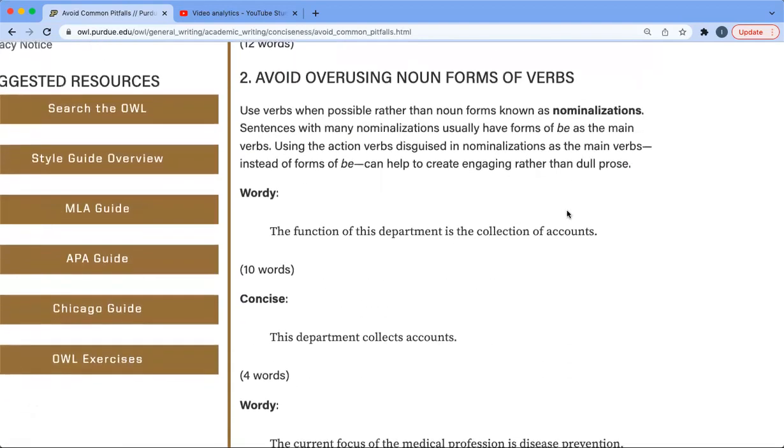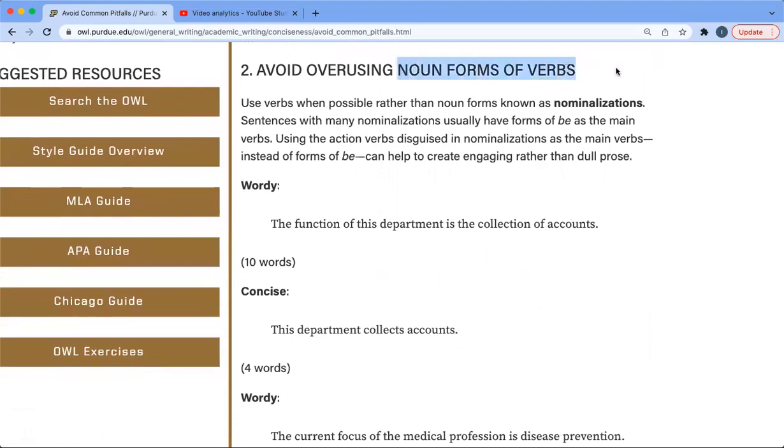The second step is how to avoid overusing noun forms of verbs. So at times in writing, we use nouns when it is possible to use verbs to normalize the meaning of a sentence. So sentences are the combinations of verbs and subjects and nouns and adjectives and adverbs and so on. Using the action verbs will avoid a nominalization of the actual verbs. Verb be is the most popular one, perhaps.